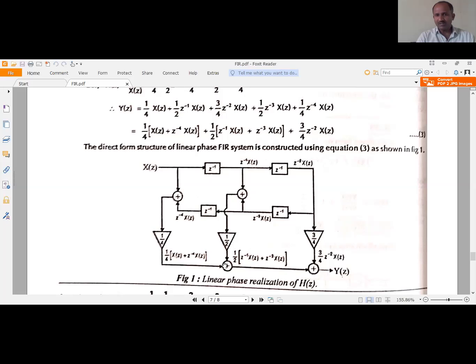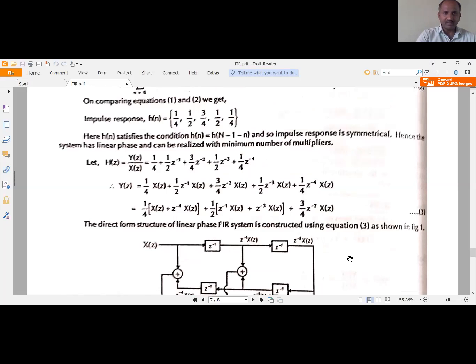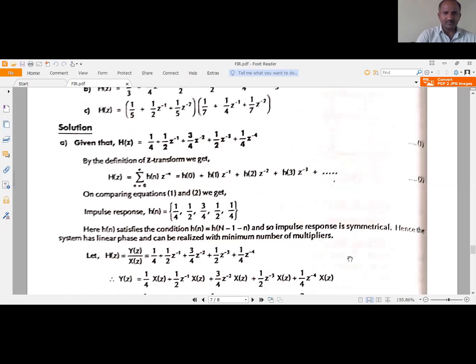So here you have to use two adders. Don't use an adder here. Two adders we have already used, and two adders here, and connect. We will get the output y of z. So this is said to be the minimum number of multipliers method. And the second problem we will easily understand.